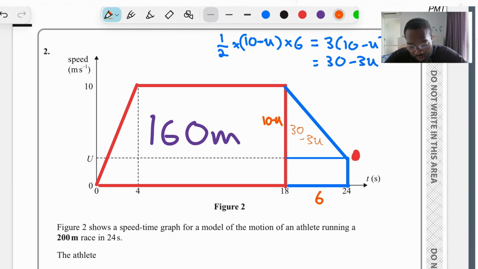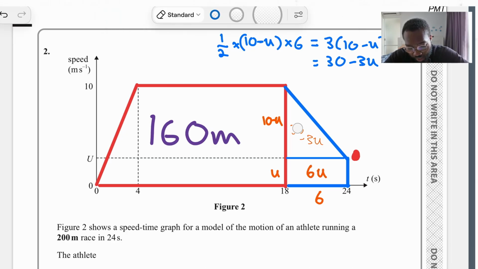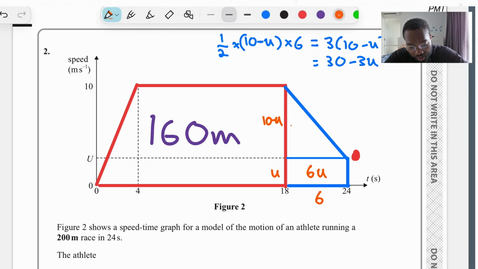Now we just need to work out the area of the rectangle. Well, we know this is going to be u up. This is just u up. So therefore, we know that that's 6 times u, so that's just going to be 6u here. So therefore, we have the 6u, and we also have the 30 minus the 3u. And we know that that has to equal 40 meters.